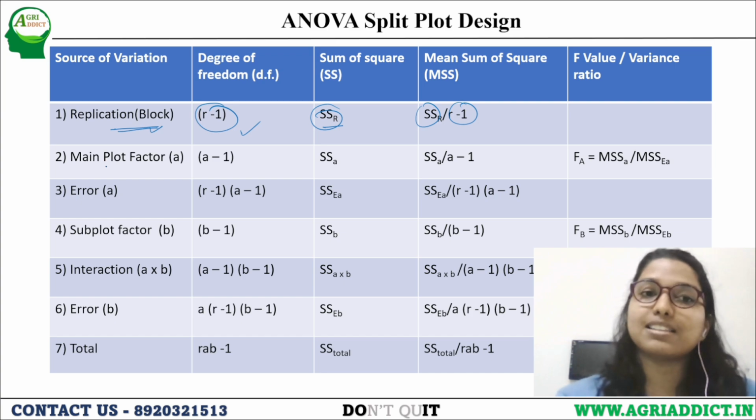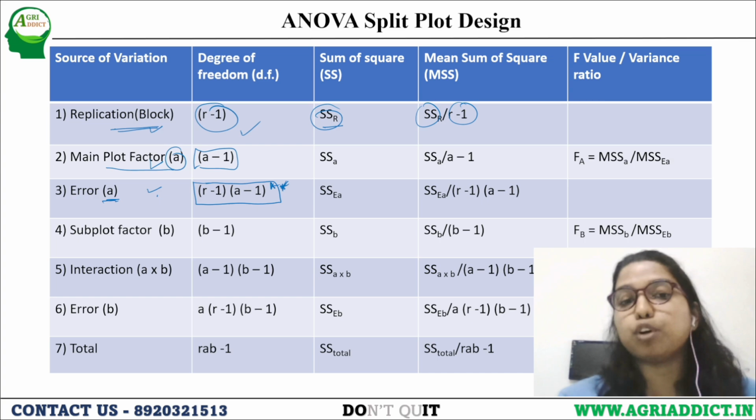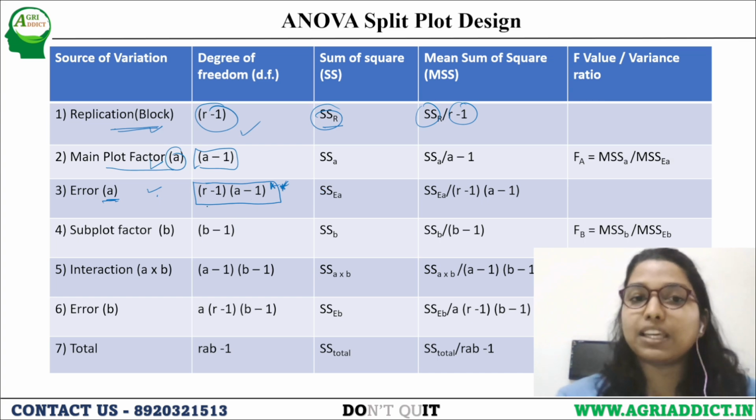So first we are concerned with the factors. First is the main plot factor, which is A. So here the degree of freedom will be A minus 1. For factor A, the error will be error A. To find the error degree of freedom of the main plot factor, that is A, it will be R minus 1 into A minus 1. This you have to remember. They can directly ask a question like find out the error degree of freedom of the main plot factor, and they'll give you the replications and how many levels of the factor there are. Simply put the values and you can get the answer.